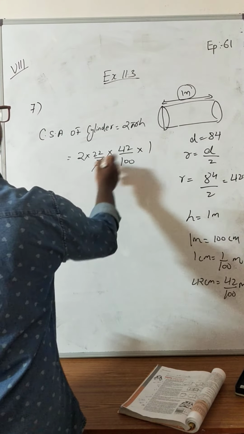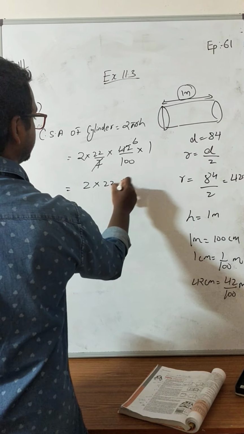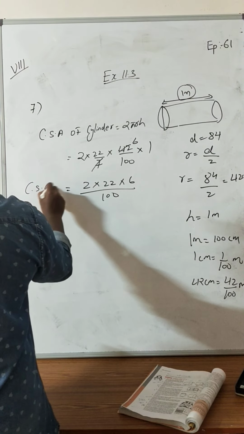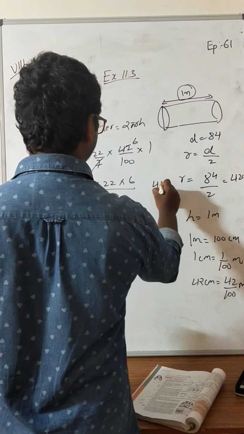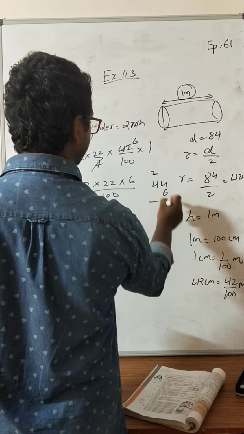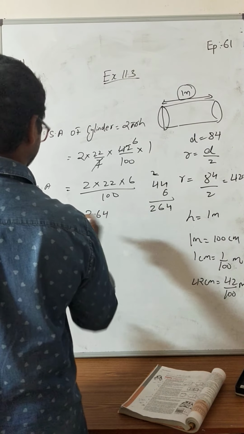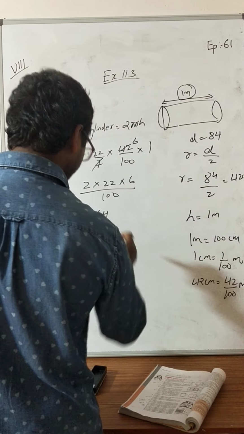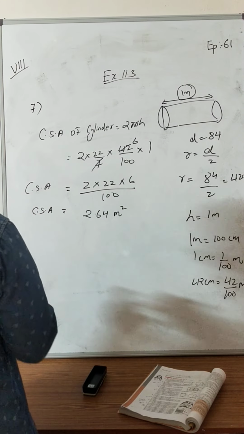Now see, 7 sixes. So we get 2 into 22 into 6 divided by 100. That is our CSA. So how much will we get? We will get 44 into 6. 6 4s are 24, 26. We will get 2.64 meter square. That is our curved surface area.